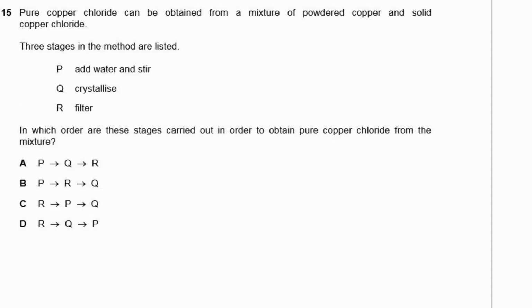Good. And now we've finished the biology section and we're moving on to the chemistry section. Okay, so question 15. Pure copper chloride can be obtained from a mixture of powdered copper and solid copper chloride. Looking at this question, you have a beaker, and somebody has put a bunch of powdered copper in with lots of little tiny crystals of copper chloride. They were pretty messy and they're cleaning up, and you just want the copper chloride. You might want the copper for something else, but you don't want them mixed together.